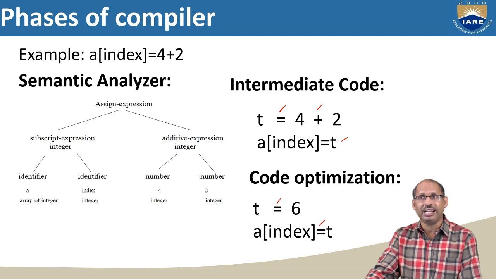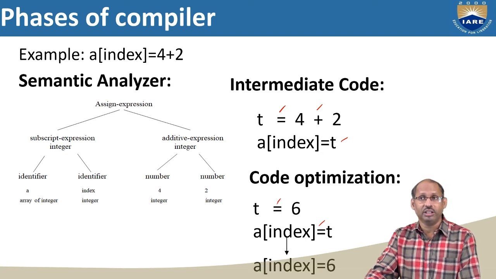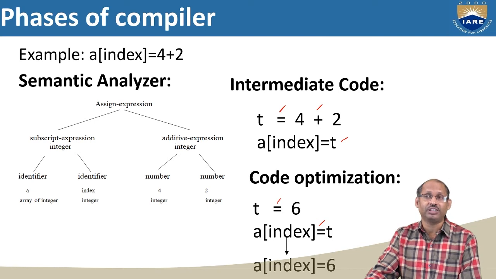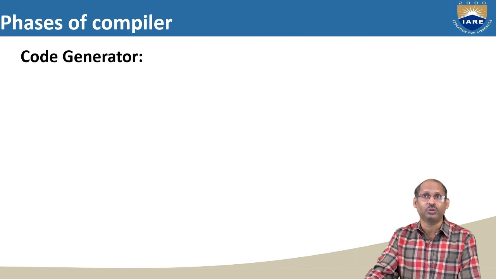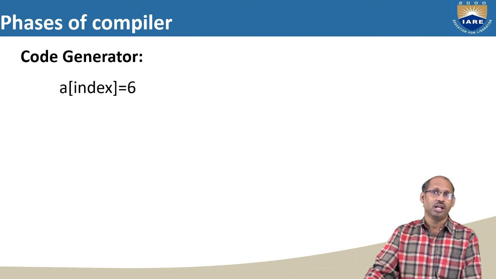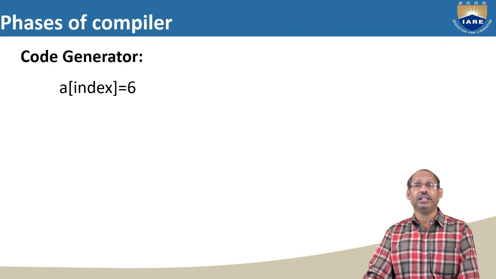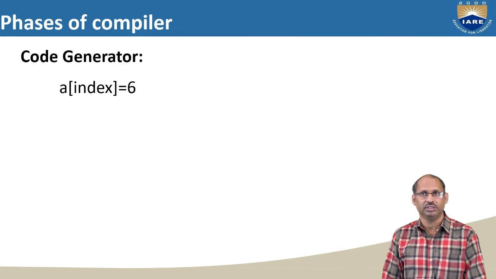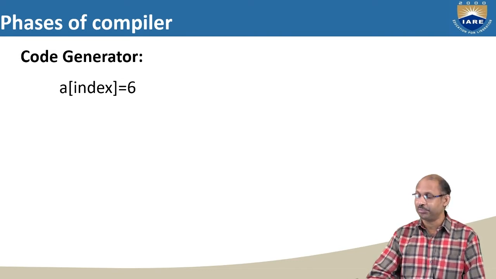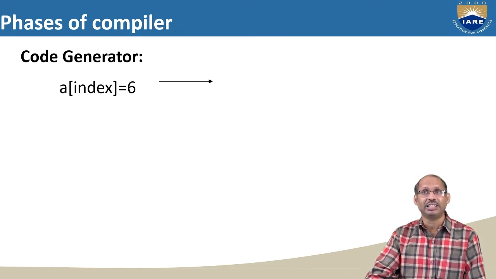This optimized intermediate code will be the input to the code generator. Further optimized, A of index as 6, right? This A of index equal to 6 is the input to the code generator. So finally, what is our optimized intermediate code form? A of index equal to 6, right? A single statement.